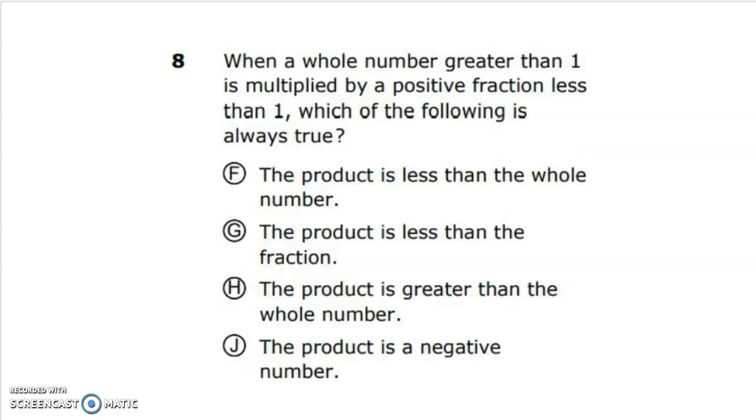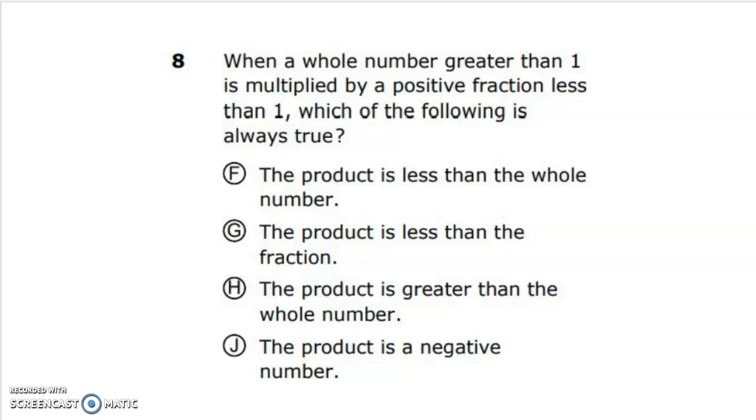Number 8. When a whole number greater than 1 is multiplied by a positive fraction less than 1, which of the following is always true? F. The product is less than the whole number. G. The product is less than the fraction. H. The product is greater than the whole number. J. The product is a negative number.